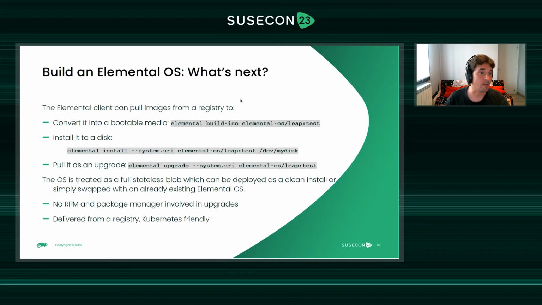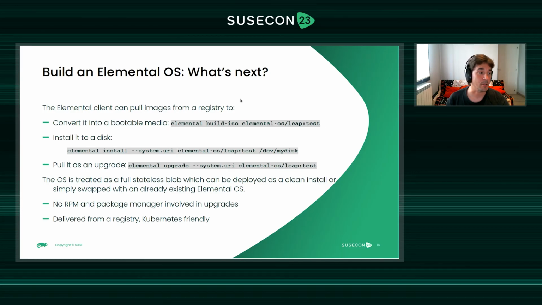So once the image is in the registry, what's next? What do we do? How can we use it? So we could actually convert it into a bootable media. Nowadays, that means creating an ISO. So we could call elemental build-iso and refer to the just pushed container image. And what it would actually do is download the container image, extract the root tree, and build an ISO out of it.